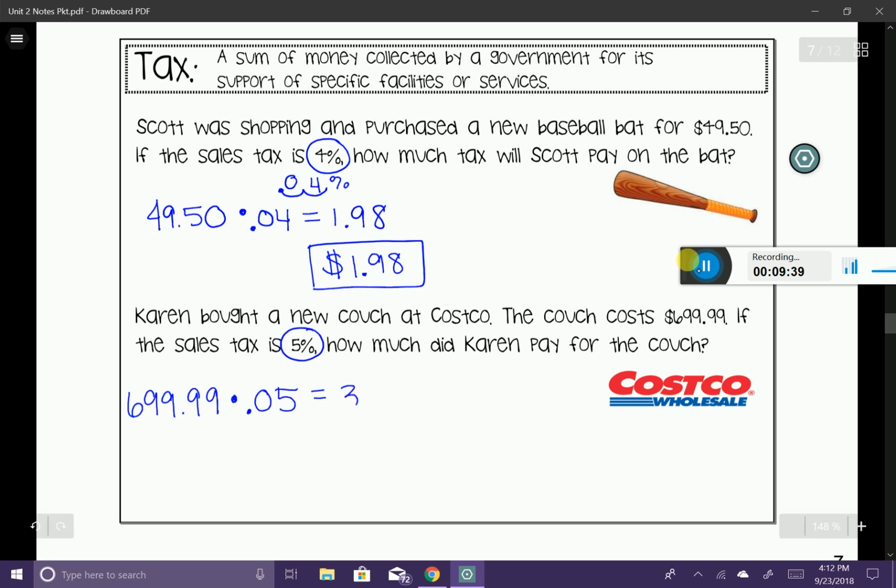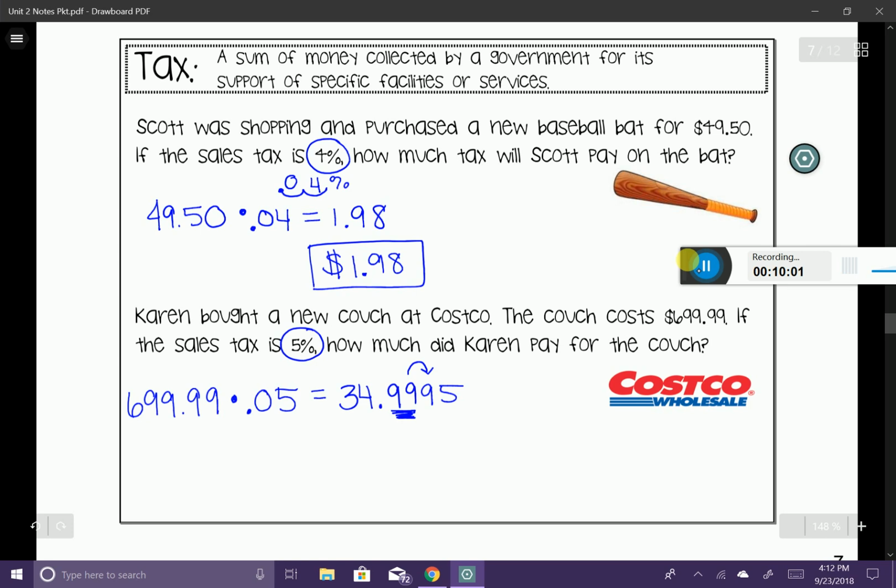This number I'm going to have to round. I have 34.9995. Okay, I need to round this number to the hundredths place. So I'm going to go here and look to the right: 5 and above, give it a shove. You can see that my cents is 99 cents.